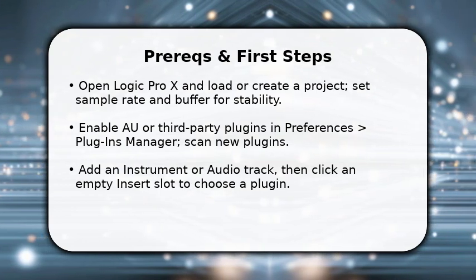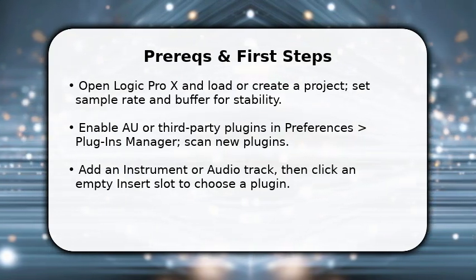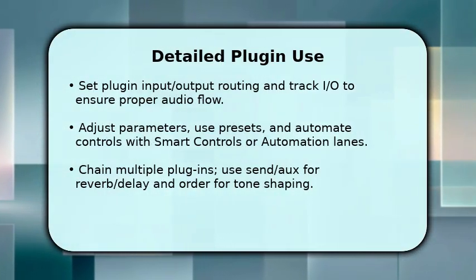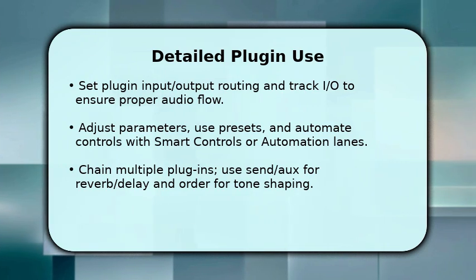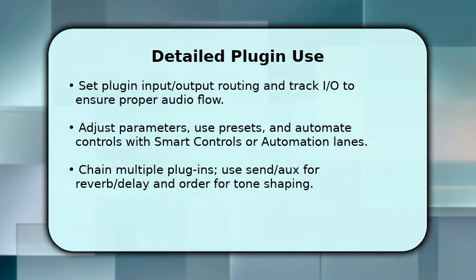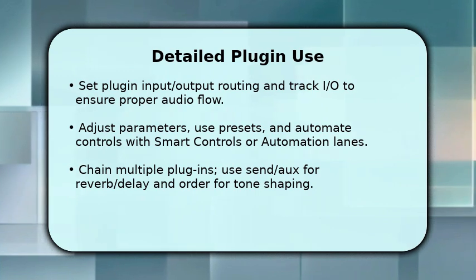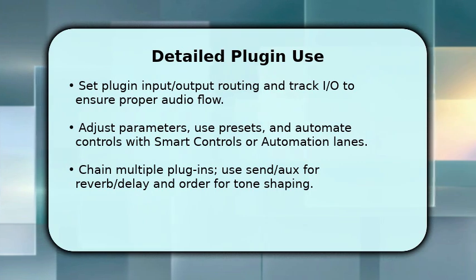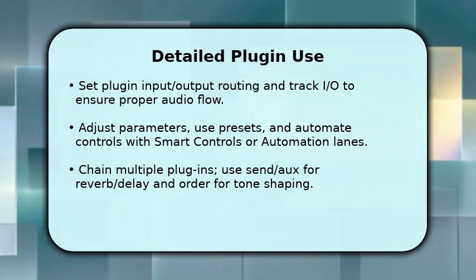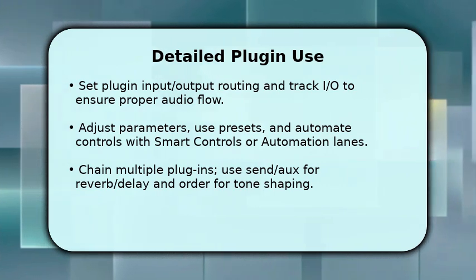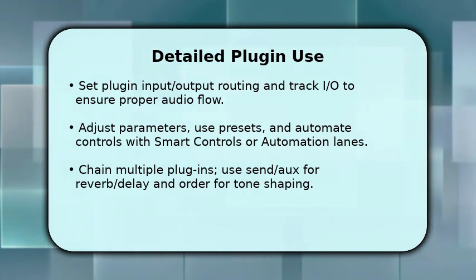Now you focus on how the plugin interacts with your track, verify input and output routing, and check track I/O so audio actually passes through. Tweak parameters deliberately, start with a preset, then refine knobs while listening. Use smart controls for grouped macro control and draw automation lanes for movement over time. For complex processing, chain multiple plugins in a logical order, or use a send to an aux bus for shared reverb or delay. This approach keeps mixes coherent and repeatable.